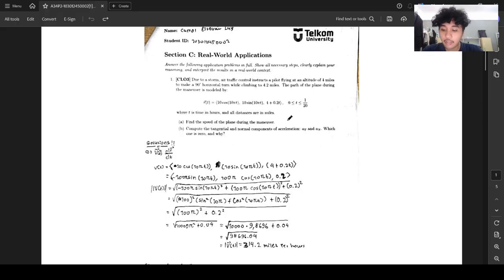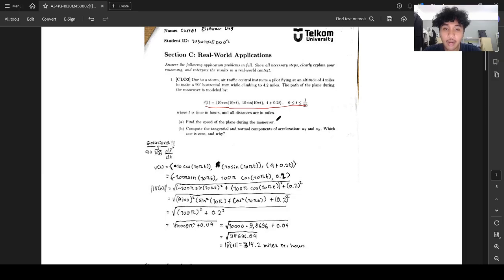So the first question is, I'm going to read it first. Due to a storm, air traffic control instructs a pilot flying at an altitude of 4 miles to make a 90-degree horizontal turn while climbing to 4.2 miles. The path of the plane during the maneuver is modeled by r(t), this formula, where t is time in hours and distance is in miles.